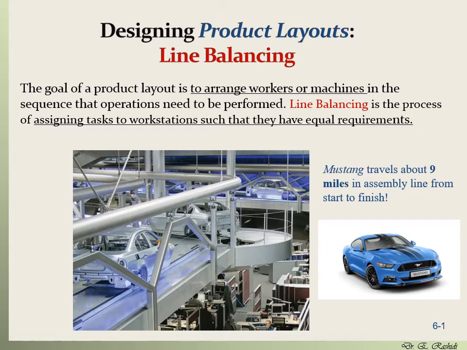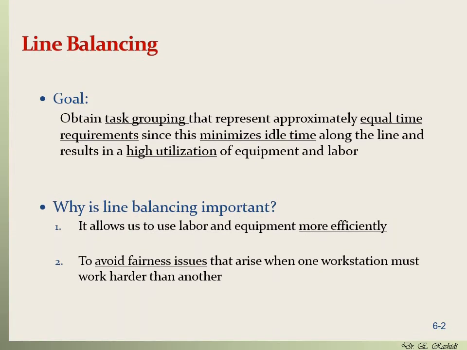What we want to study here, line balancing, is just the process of assigning tasks to workstations or departments such that they have equal requirements. The goal of line balancing is to obtain task groupings that represent approximately equal time requirements, since this would minimize idle time along the line and result in a high utilization of equipment and labor.